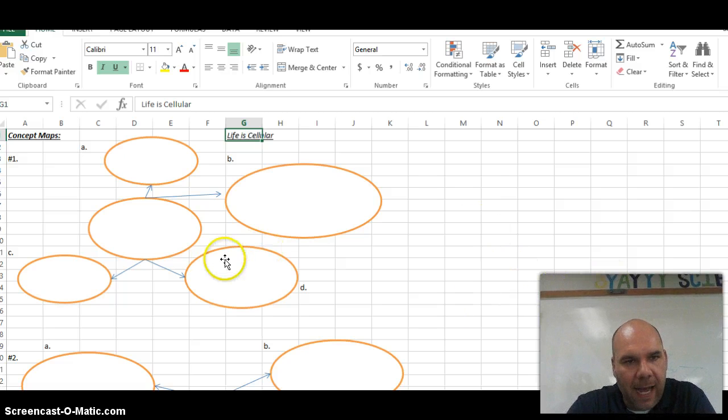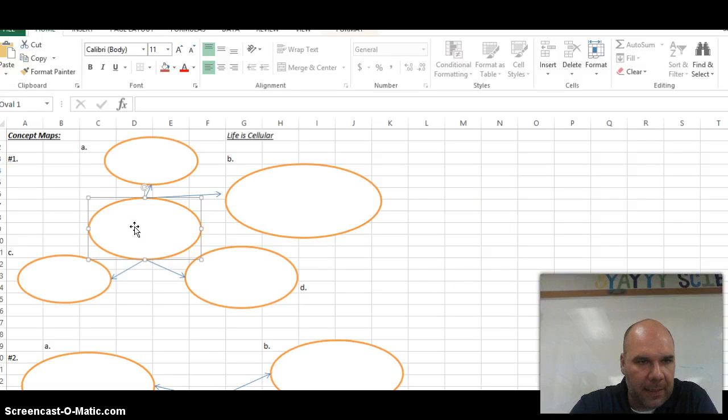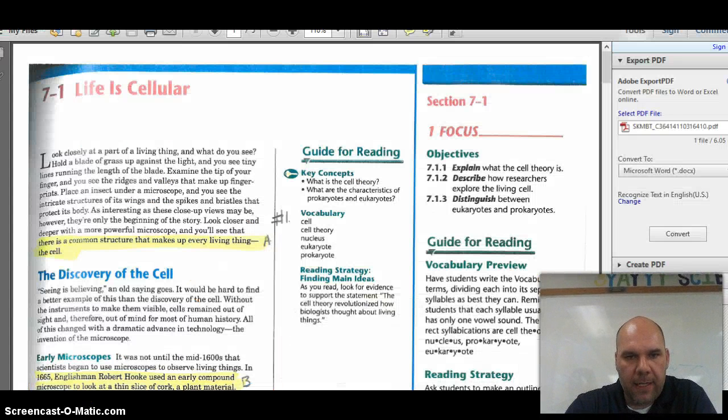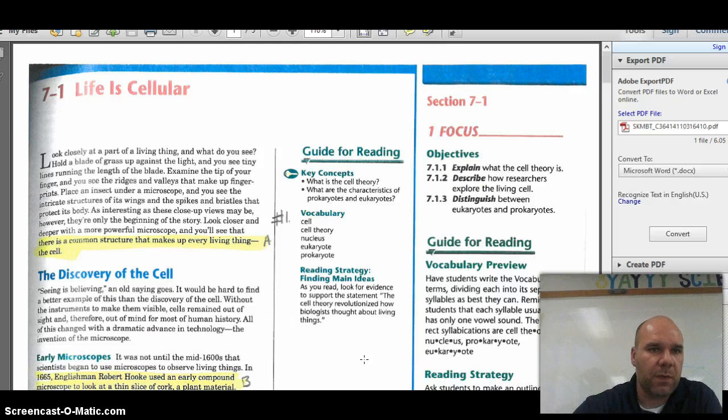For your main topic in this first concept map, number 1, write Life is Cellular in that main bubble as well. What we're going to do is go through this information, and I have it mapped out in A, B, C, and D, so those are the bubbles that we're talking about. So we know life is cellular. Some of the key points.